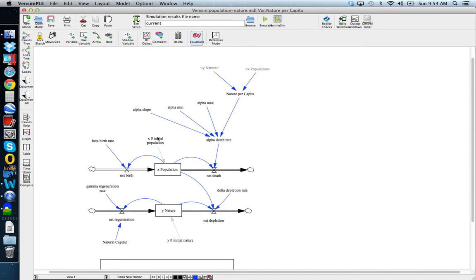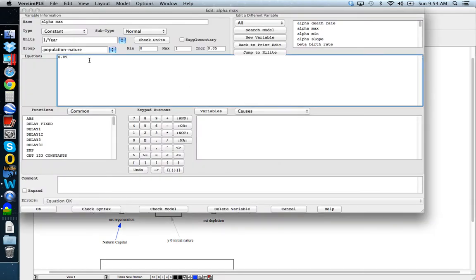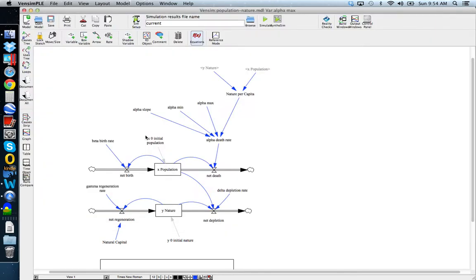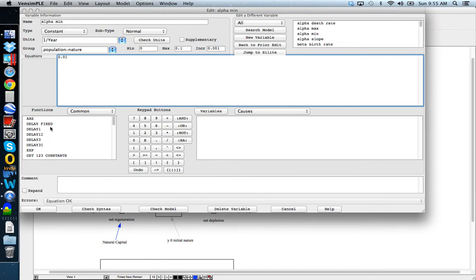Okay, and that's pretty much it. The other parameters that come here are just values. You can vary them, and so the maximum death is 5% per year. This is when there's no nature. So if you run out of natural resources, then 5% of people would die per year. Okay, and the minimum, I think it's 1%. It's 1%. This is the natural one.